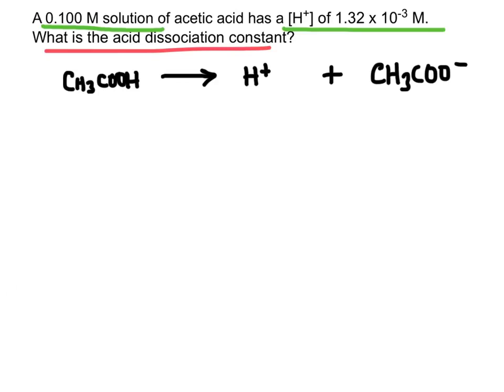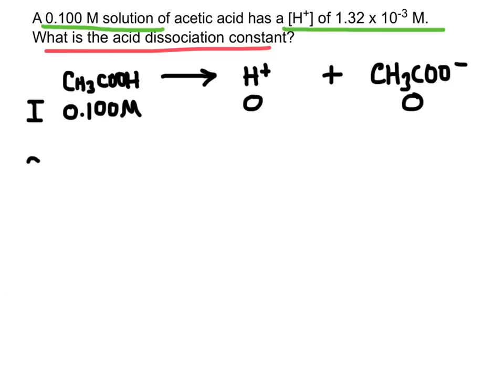So we'll start with that, and what we want to do is look at the initial concentration of acetic acid, what we started with. That's going to be this amount right here because we started with 0.1 molar solution. And so this represents before this thing has dissociated at all. So this is our initial, that's what I stands for. And these are both going to be 0 because nothing's split apart yet.